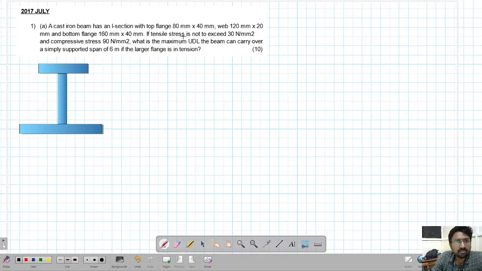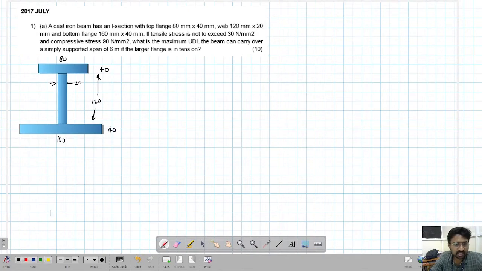Now they are telling us the top flange is 80 by 40, so this dimension is 80 by 40. The web is 120 by 20, so the thickness is 20 and the height is 120. And the bottom flange is 160 by 40. Now this is not symmetrical. It is symmetrical about the y-axis, not symmetrical about the x-axis. That is the complication of this problem, which I feel makes it a little time consuming.